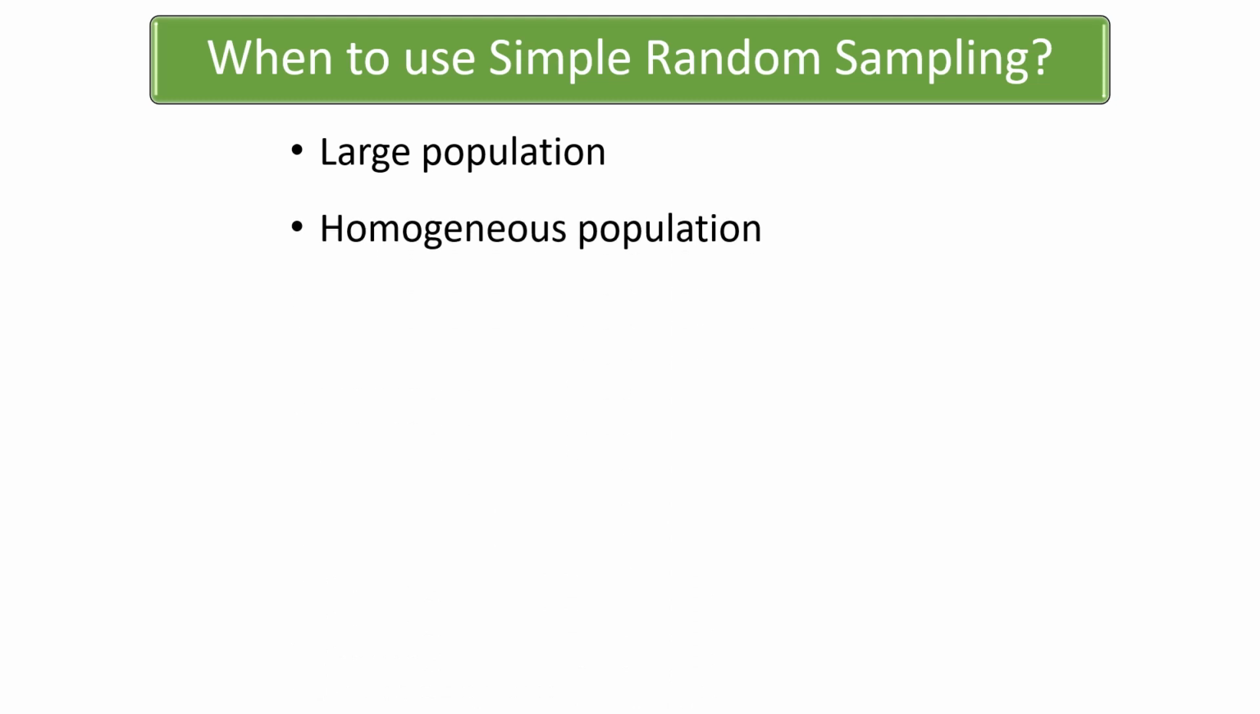The second criterion is a homogeneous population. If it is a heterogeneous population, that means there is variability in the elements in the population, we have to use stratified sampling. If the population is homogeneous, we can use simple random sampling. Don't forget that these criteria are added to the probability sampling criteria. The probability sampling criteria are the general criteria to use probability sampling, but these are the particular criteria to use simple random sampling.